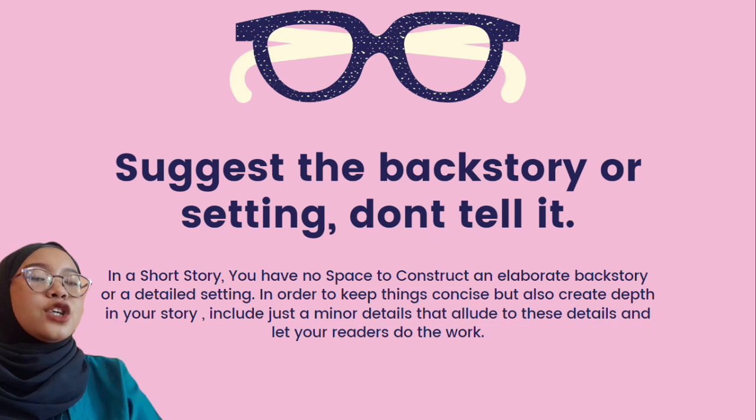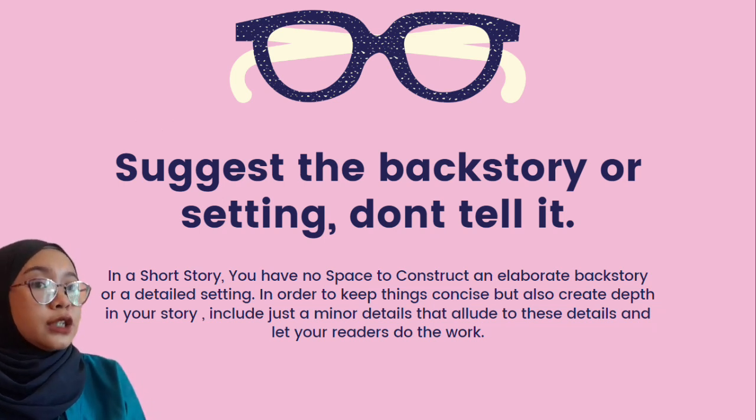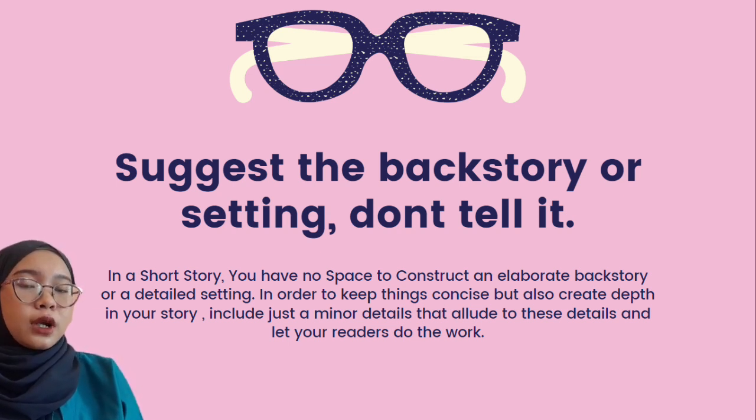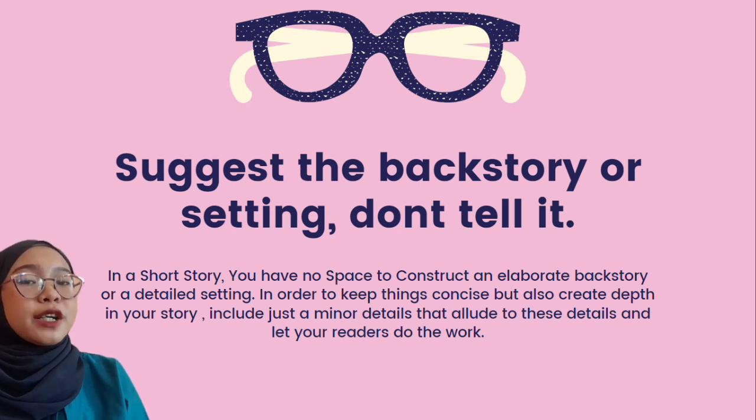The next tip is to suggest the backstory or setting. Don't tell it. In a short story, you have no space to construct an elaborate backstory or a detailed setting. In order to keep things concise but also create depth in your story, include just very minor details that allude to those details and let your reader do the work. For example, instead of reciting the backstory of how one Frenchman ended up in the United States, merely mention the accent he hoped he would leave behind upon emigrating. Or, to convey a wintertime setting, add some minor detail of your character covering themselves with a scarf to show the cold wind in the narrative.